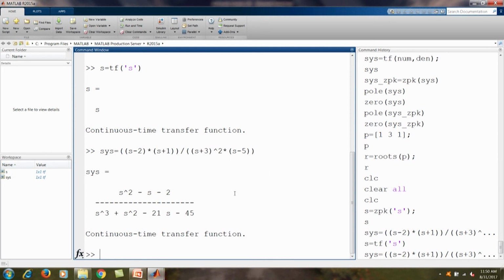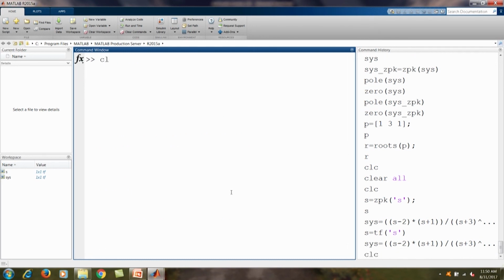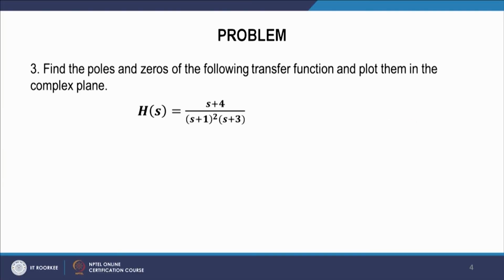So now let's say the CLC command. We clear the screen and clear all. Now we come to the next problem, that is problem number 3. Find the poles and zeros of the following transfer function and plot them in the complex plane. So we have H(s) equal to s plus 4 upon s plus 1 square and s plus 3. So we have to find the poles and zeros. So we go to MATLAB.